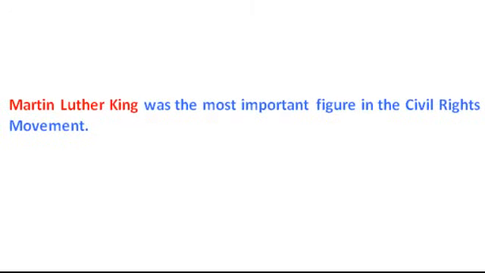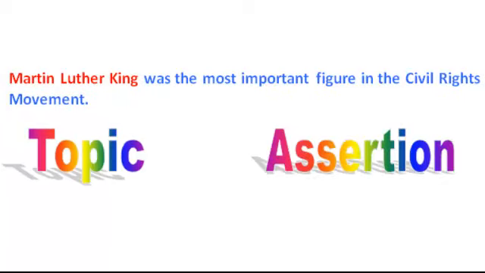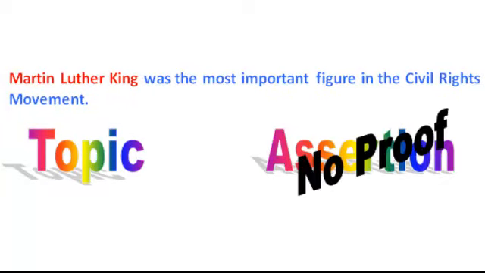How about this? Martin Luther King was the most important figure in the civil rights movement. Some people might argue that Rosa Parks was the most important figure. Others might argue that the media who covered the civil rights movement were the most important figures in the civil rights movement. We have our topic. We have an assertion that someone could argue with. We have no proof for that assertion. And it's small enough a topic that it can fit nicely in a 5-paragraph paper. Let's look at one more.